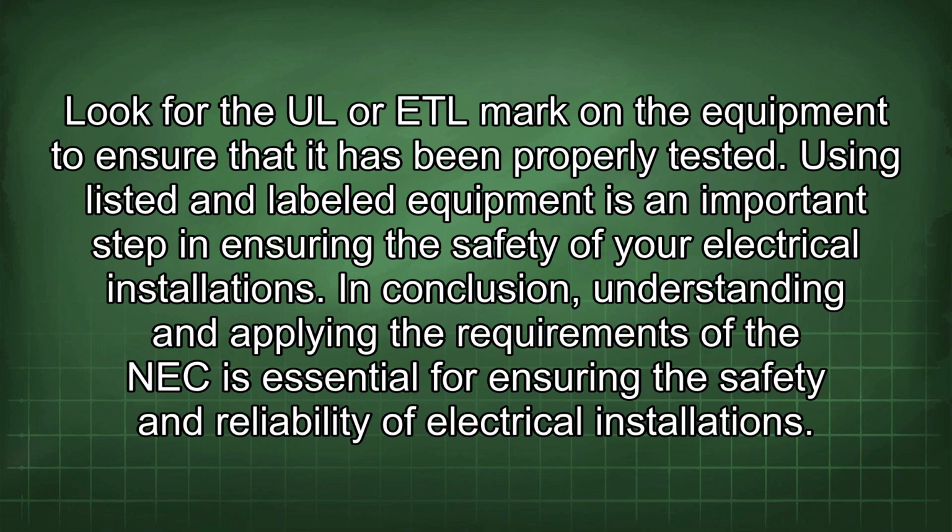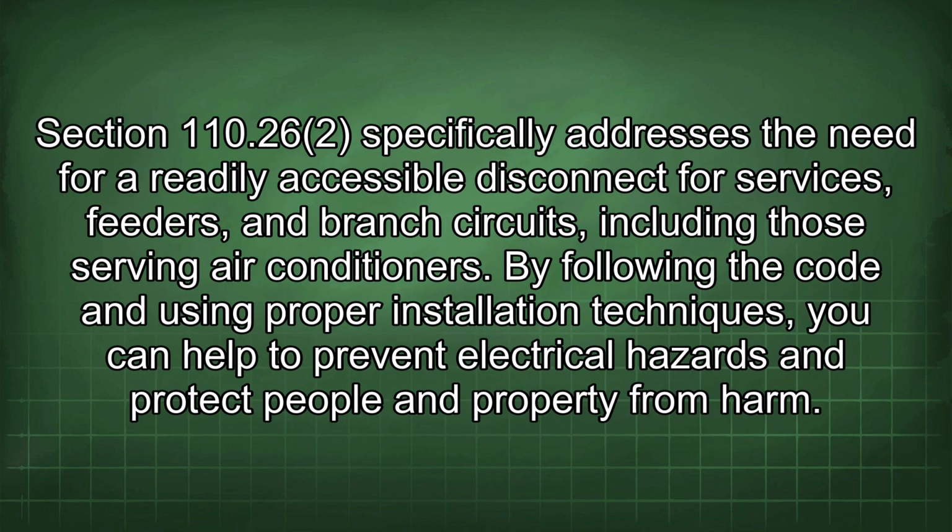In conclusion, understanding and applying the requirements of the NEC is essential for ensuring the safety and reliability of electrical installations. Section 110.26 specifically addresses the need for a readily accessible disconnect for services, feeders, and branch circuits, including those serving air conditioners. By following the code and using proper installation techniques, you can help to prevent electrical hazards and protect people and property from harm.